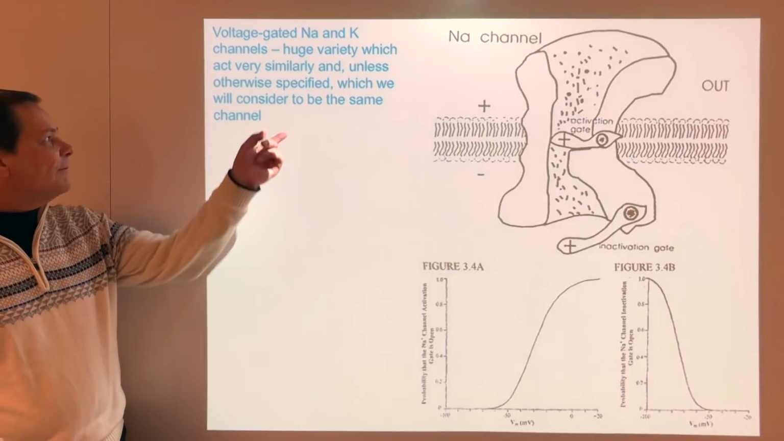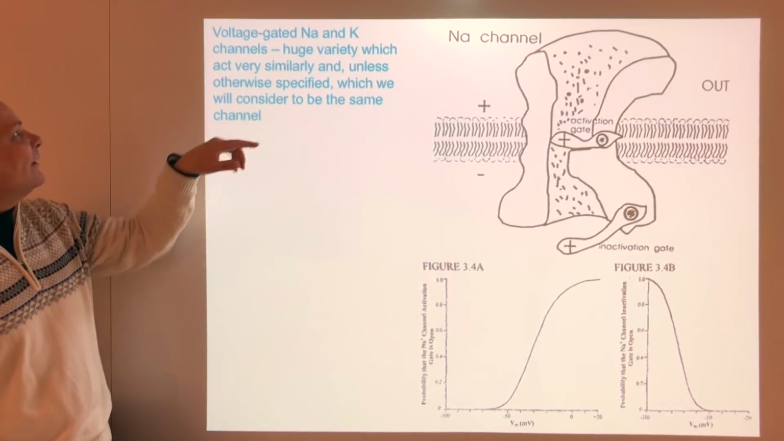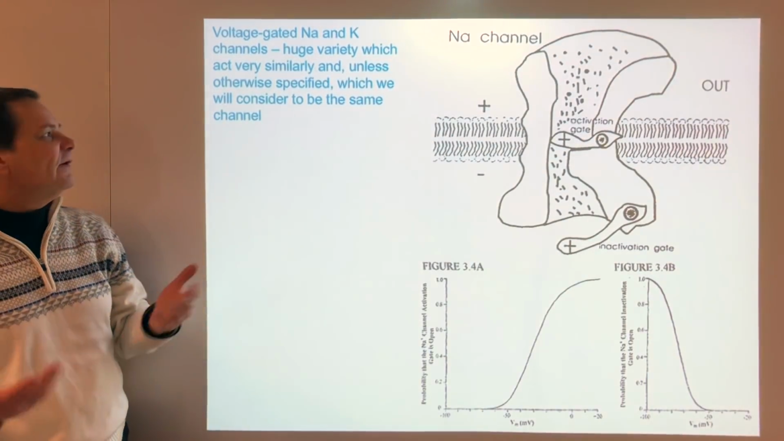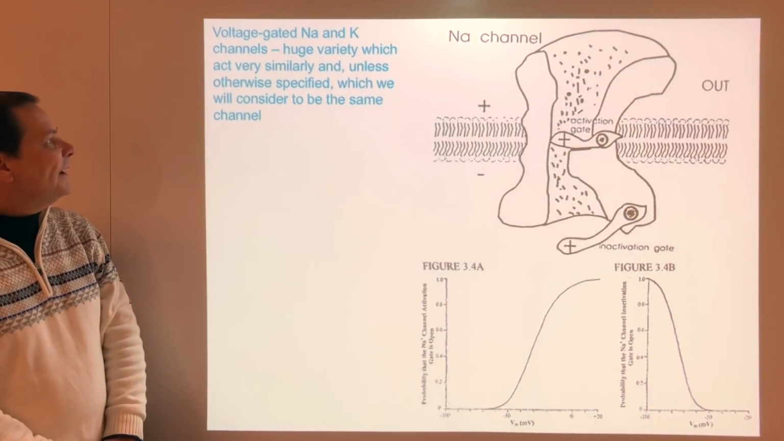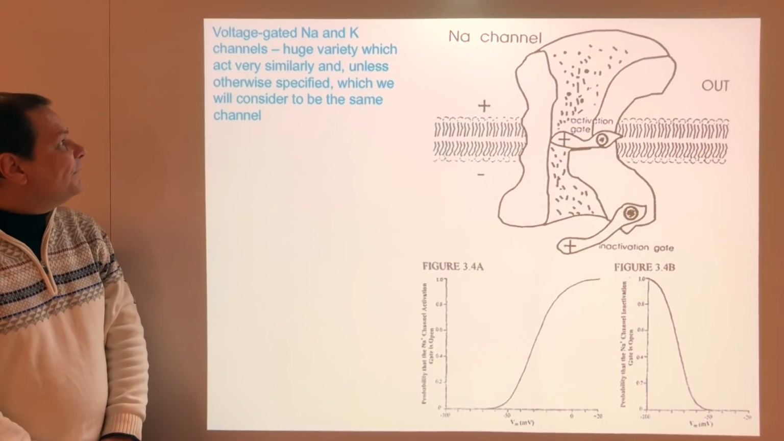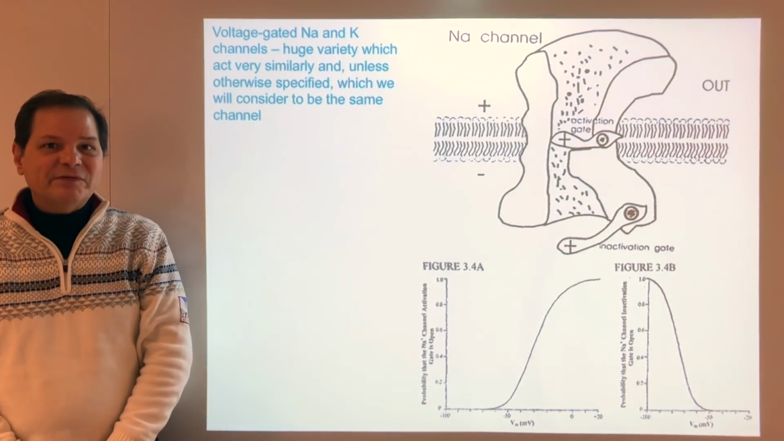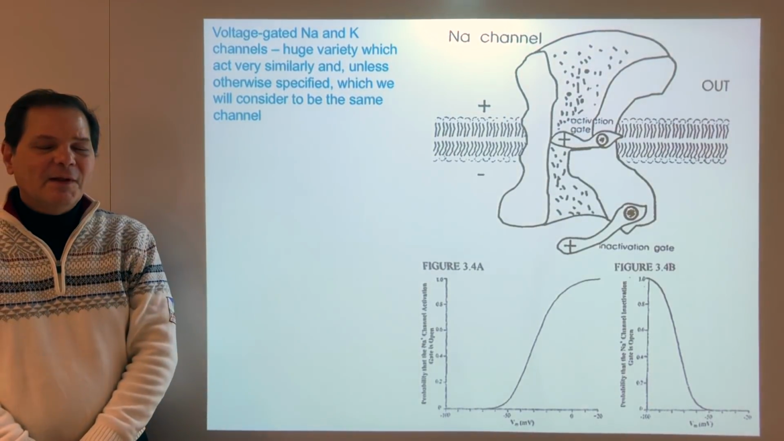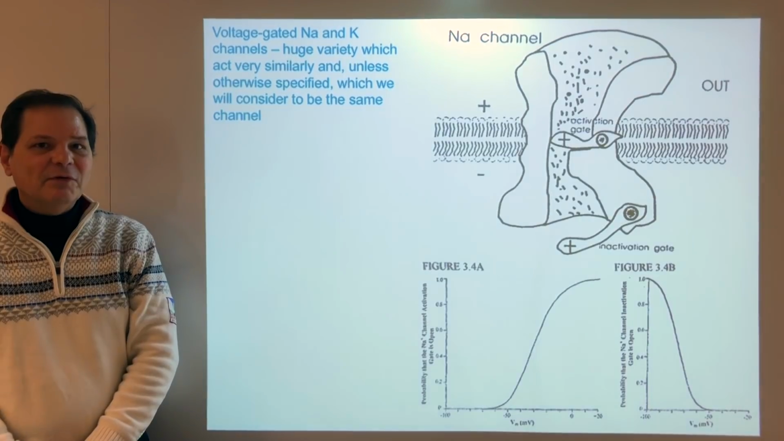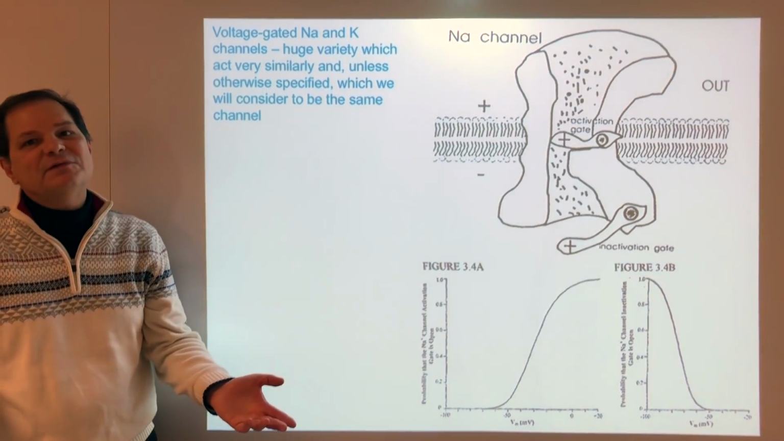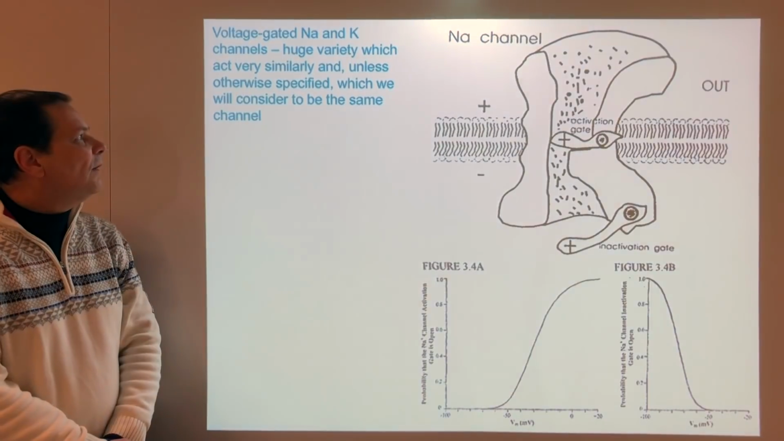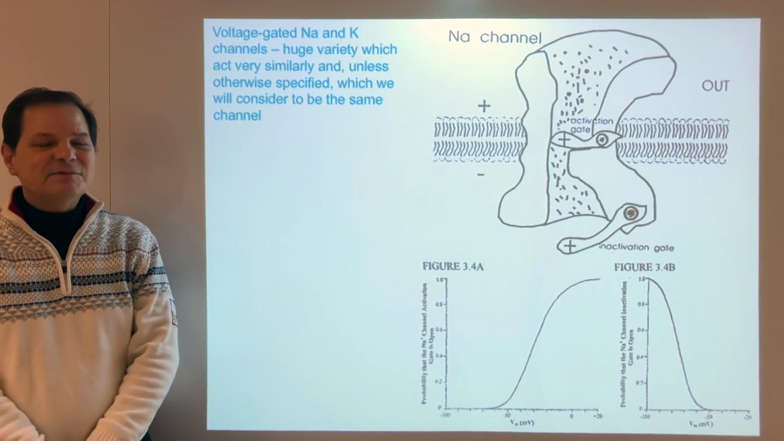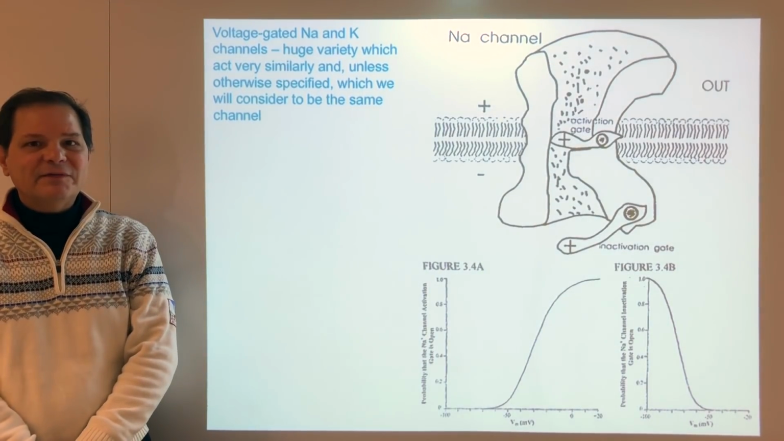So first of all, as I mentioned in the first video, you should recognize that for the sodium and potassium channels, there's a huge variety that act very similarly. Unless otherwise specified, we will consider these channels in nerve and skeletal muscle to be the same channels. But of course, they're generated by different genes, and you should know that. But they act very similarly in both tissues. So we're going to call them the sodium channel, the potassium channel. In fact, it's a delayed rectifier potassium channel.